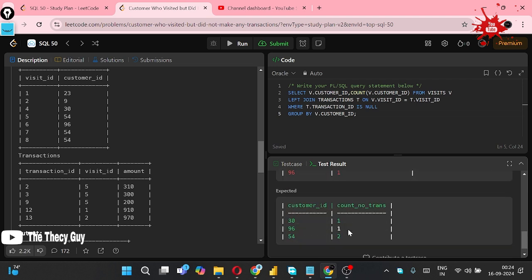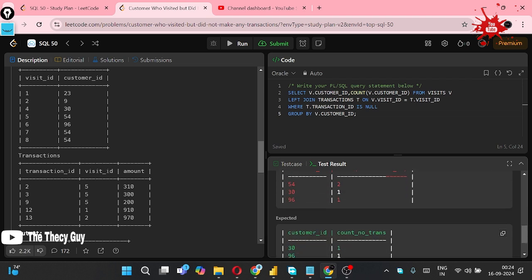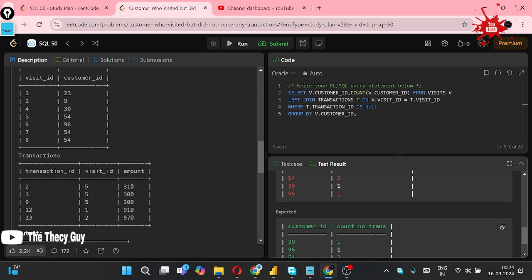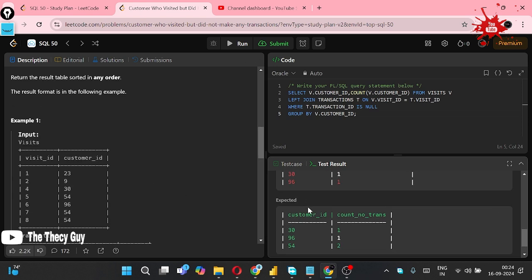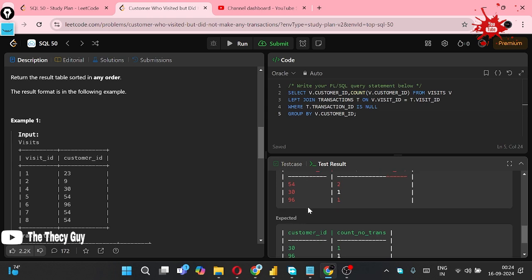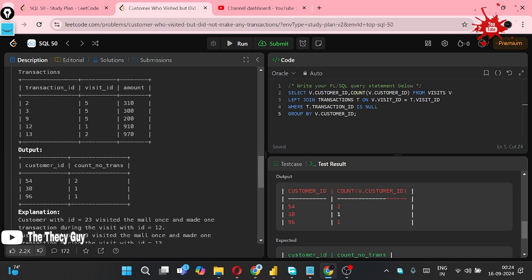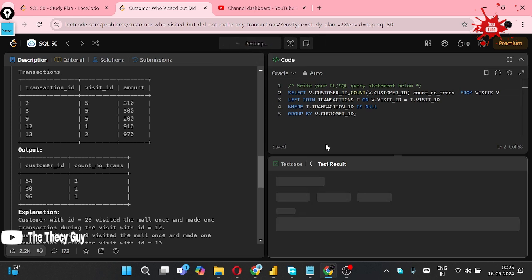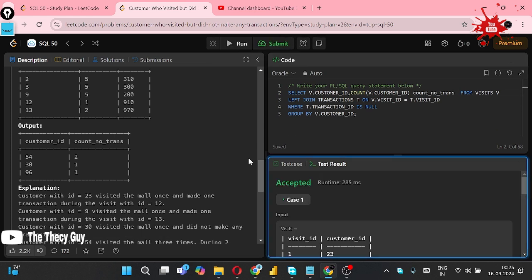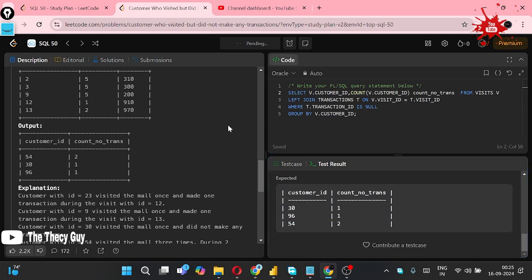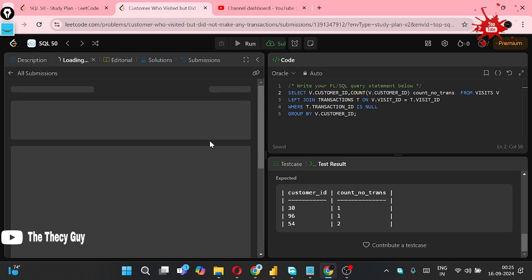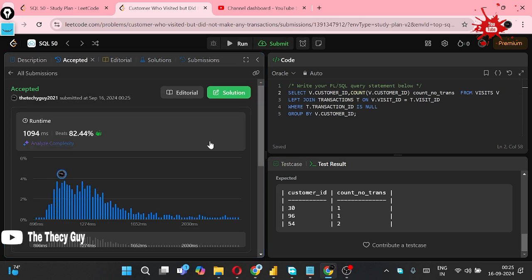Wrong answer. Expected 54 is coming twice, 30 is coming once, 96 is coming once. Wait a minute. My output is totally similar here. Okay, I understood. What we need to do is like this. As you can see, the count is coming here, and I need to give it a name. Now run. This is also something you should check, your alias, carefully. Now, let's try to submit. Yeah, so it got submitted.